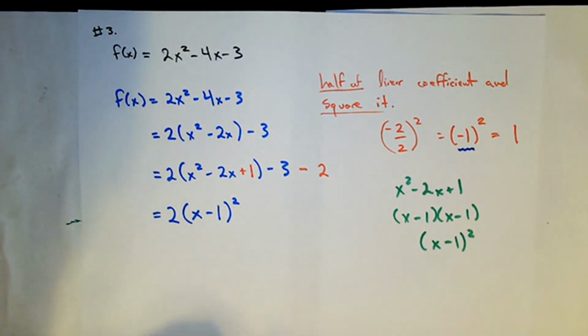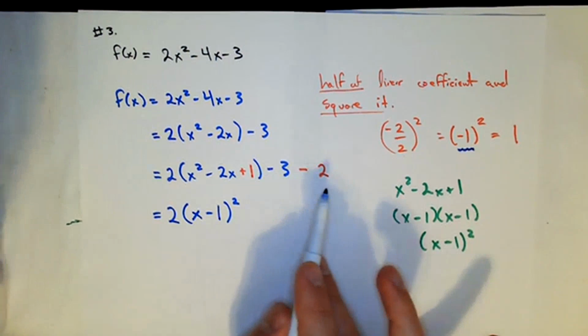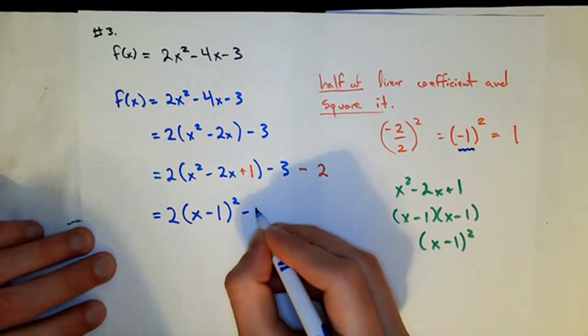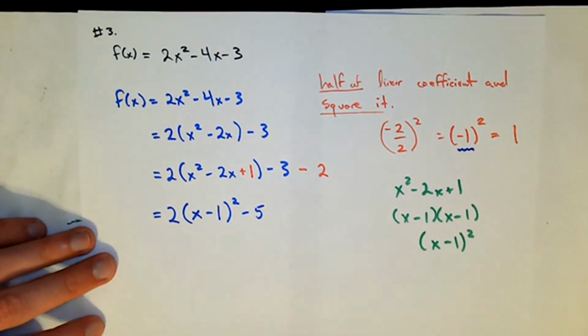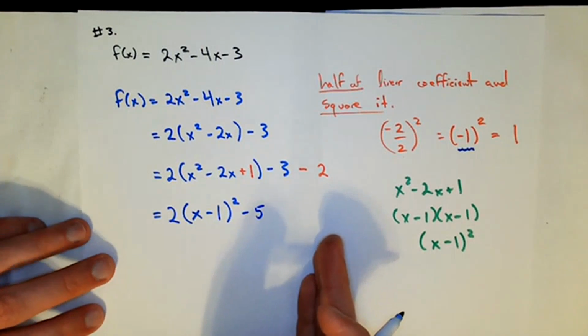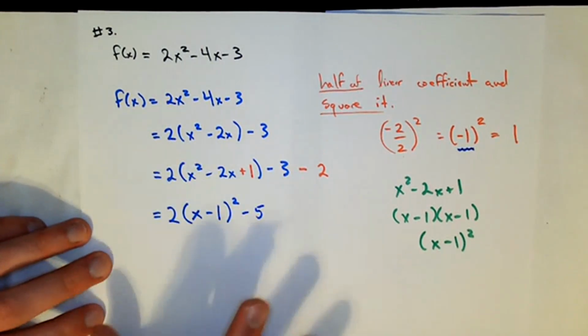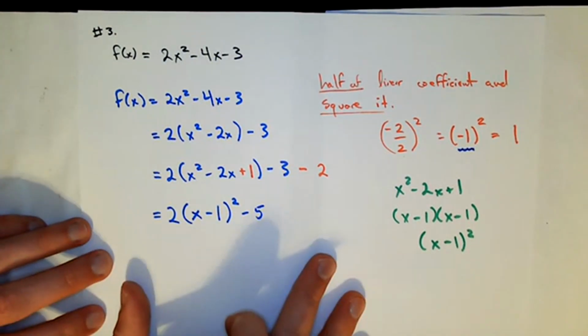So now what do I need to do? Oh, I need to take care of this out here. Minus 3 minus 2, that's minus 5, right? Minus 5. Okay. Look, it's in standard form now. So this is really the brunt of the work, right?